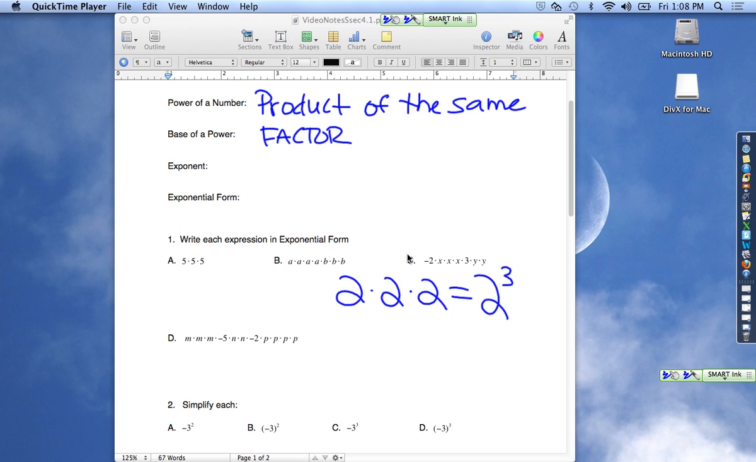So the base of the power, the second vocabulary topic, the base of the power is the actual factor that is used to be multiplied times itself. So the base of the power in the example down here would be the 2. And it's simply the number that's used as a factor.